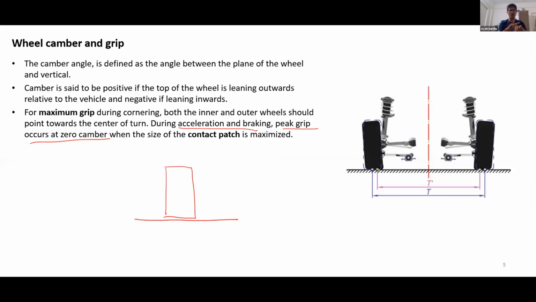So look at the conflicting requirements that you have from a vehicle dynamics perspective. During cornering, you would like to maximize camber, and that to a particular type of camber, whereas during acceleration, you want zero camber, right? During acceleration and braking, you want zero camber.